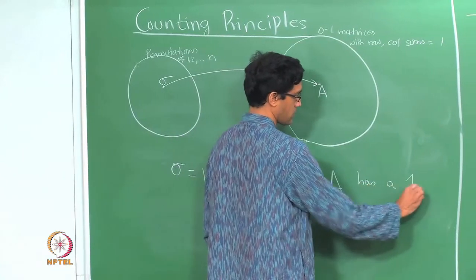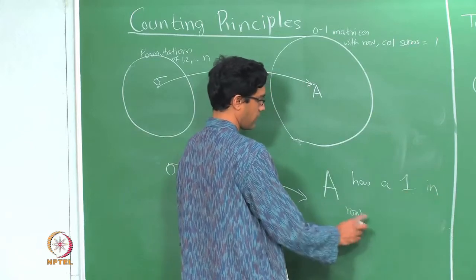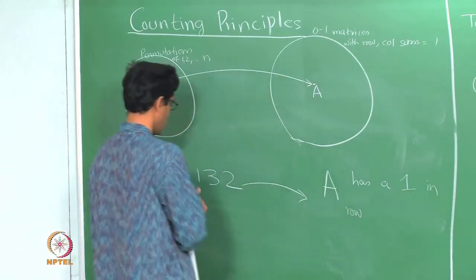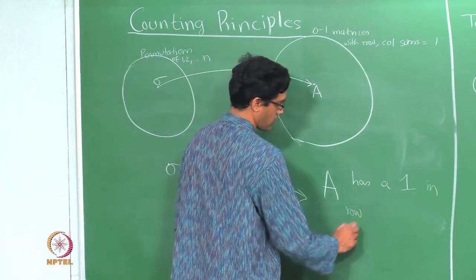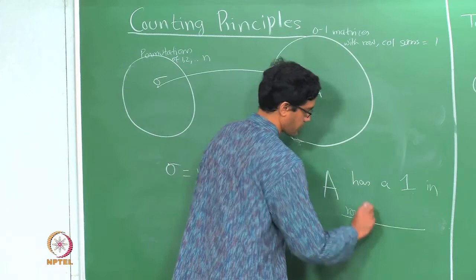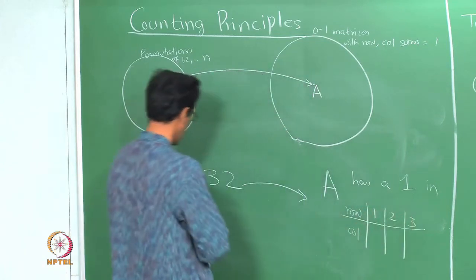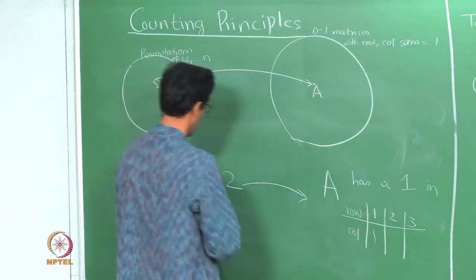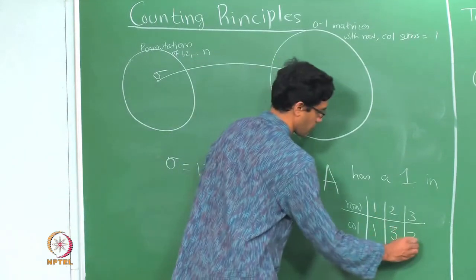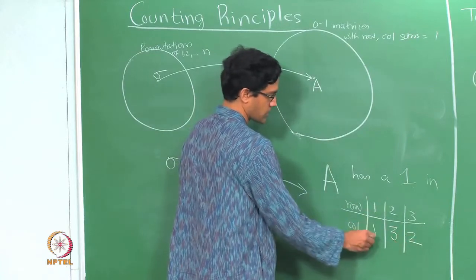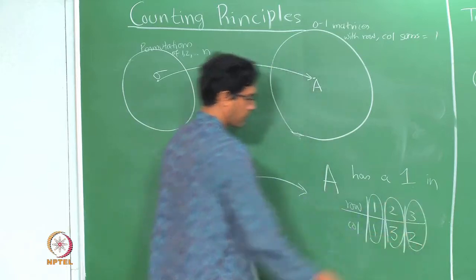So what's the association? Given 1, 3, 2, you construct a matrix A with the following property: A has a 1 in row 1, column 1. So in row 1 you see what sigma is, that is a 1, in row 2 sigma is a 3, and in row 3 sigma is a 2. So these are the positions of the ones, it is in the positions 1, 1, 2, 3 and 3, 2, right.